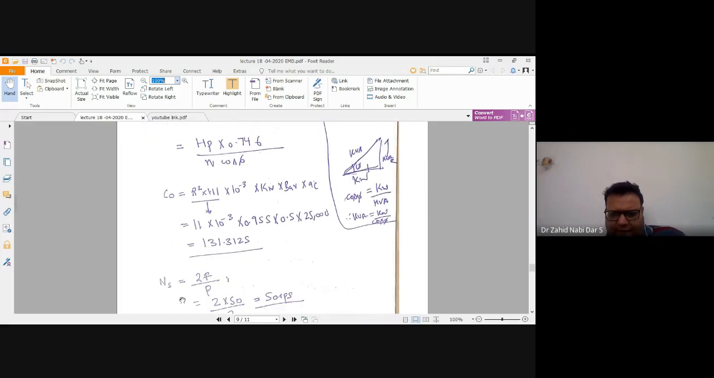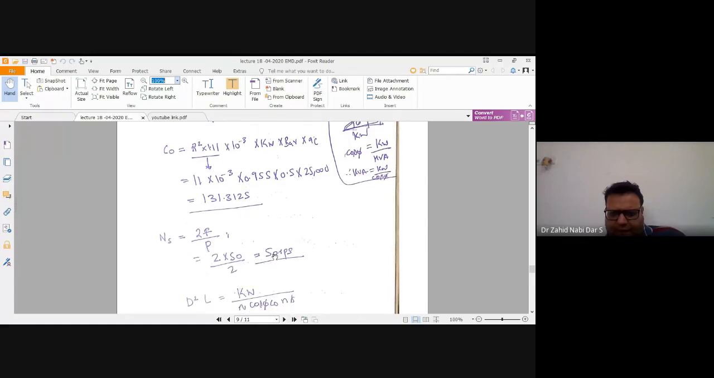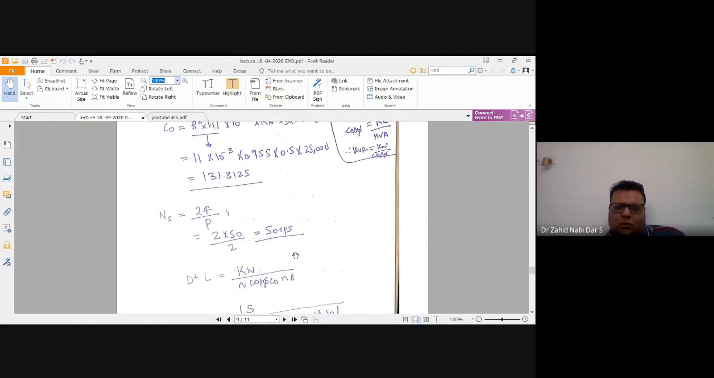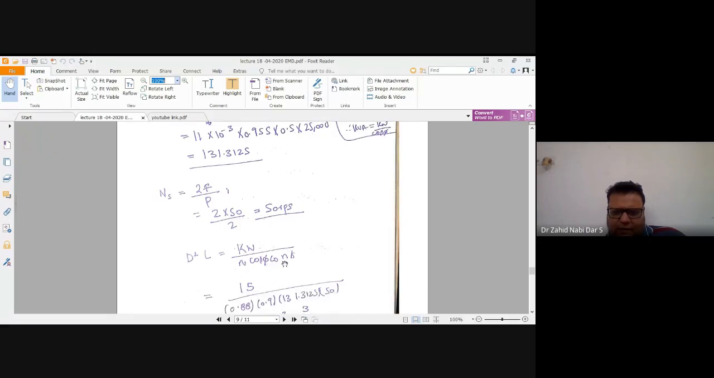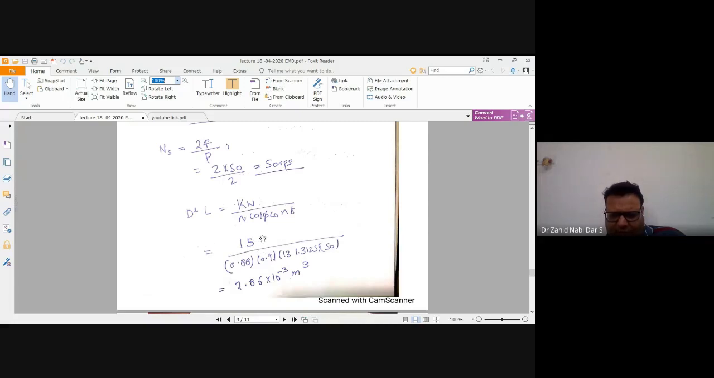Now the value of Ns is 2f by p. F is given as 50 and the number of poles is given as 2, so Ns happens to be 50 rps. Now we can safely write D square L is equal to kW by efficiency, cos phi, C naught, Ns. So kW is 15 kW, so this would be 15 into 10 power 3. Here you have to multiply it either by kW or 10 power 3. Efficiency is given as 0.88 and power factor is given as 0.9.